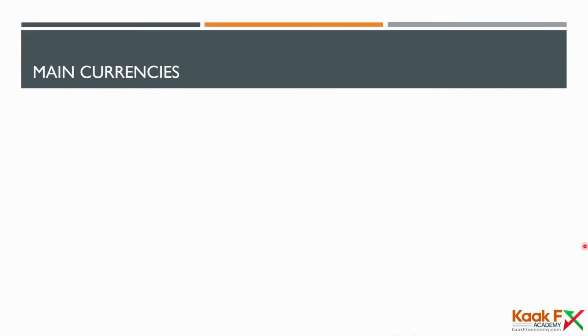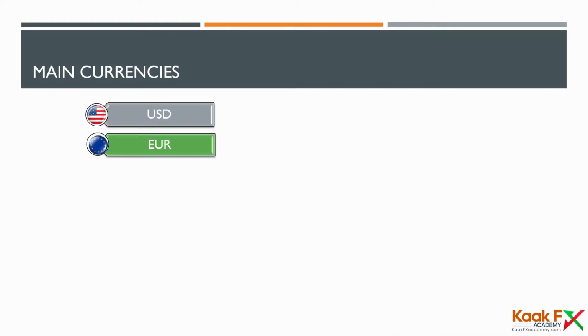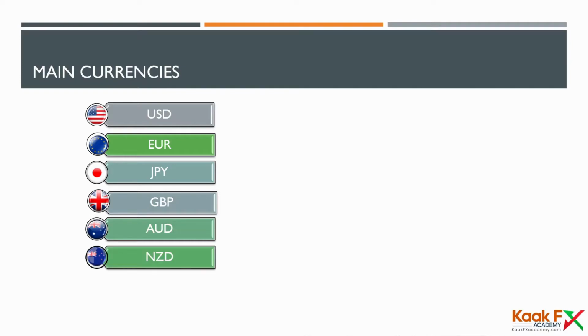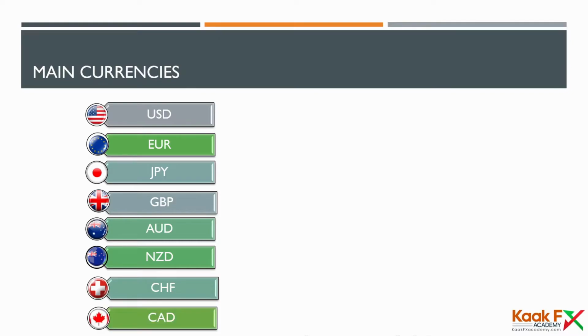Okay, we're going to look at the main currencies that are traded in the Forex market. They make up more than 90% of the Forex trades in everyday volume. Okay, let's take a look at them one by one. These are not in any particular order, I just listed them there. We have the US dollar, the euro, Japanese yen, British pound, Australian dollar, New Zealand dollar, Swiss franc, and the Canadian dollar.